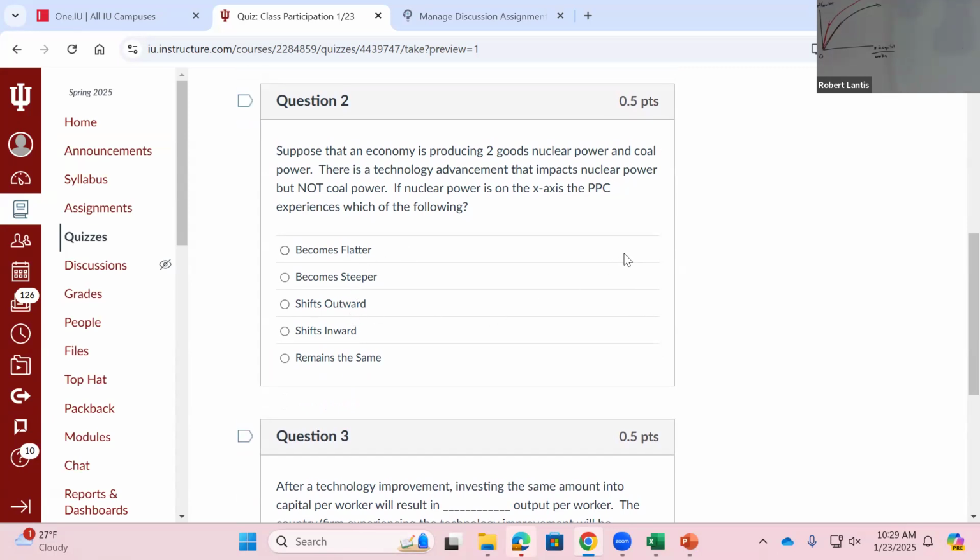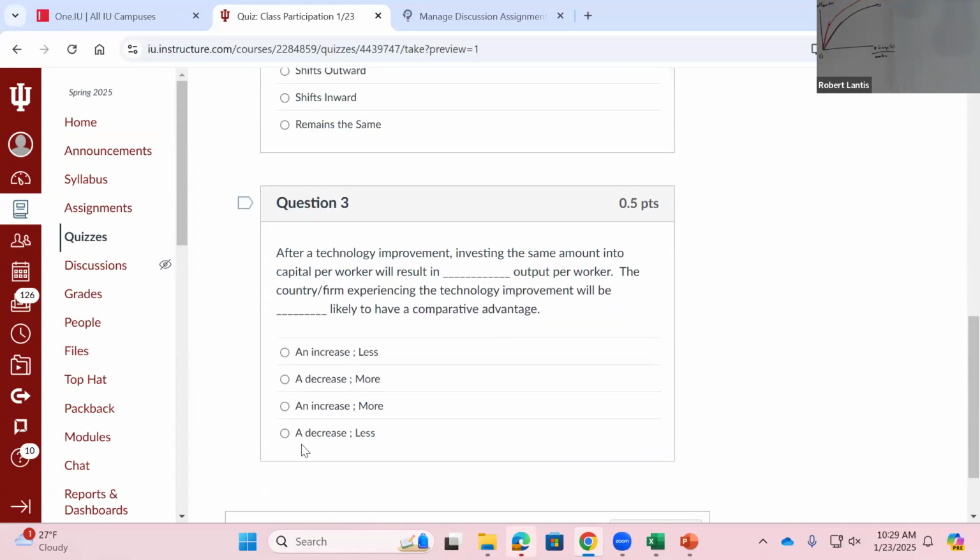So when I say shift outward or shift inward here, that's going to be a parallel shift, right? If I say it becomes flatter or steeper, that means that at any point on that production possibilities curve, the production possibilities curve is now flatter or steeper than it was before, okay? So I'll give you a little bit of time to work on this.